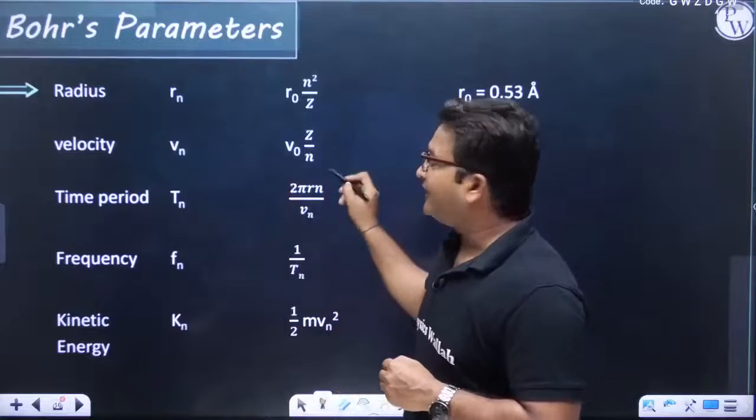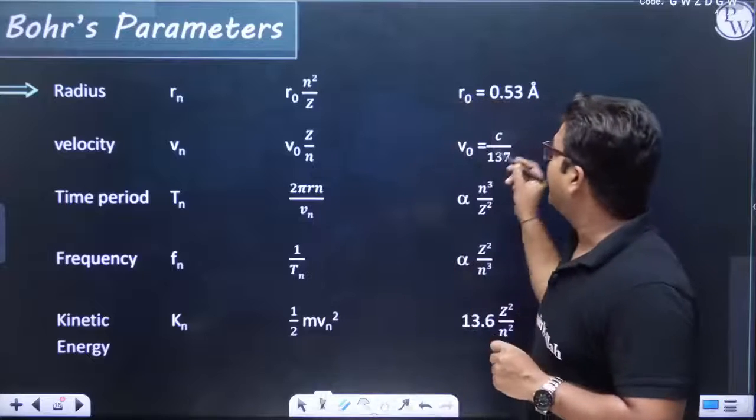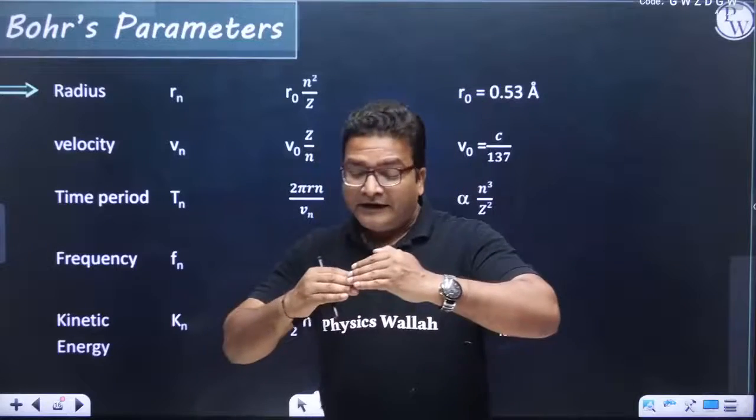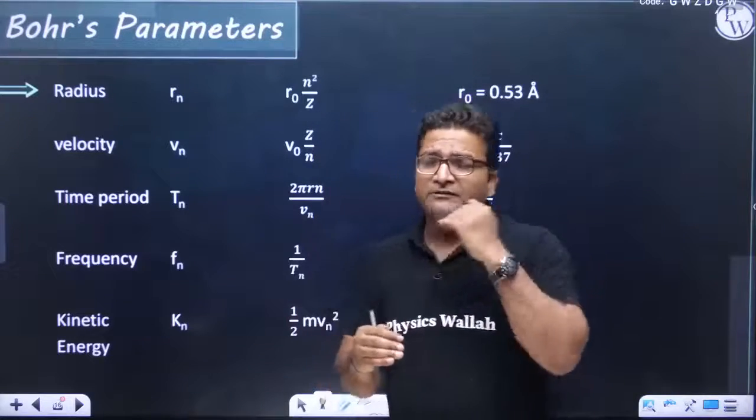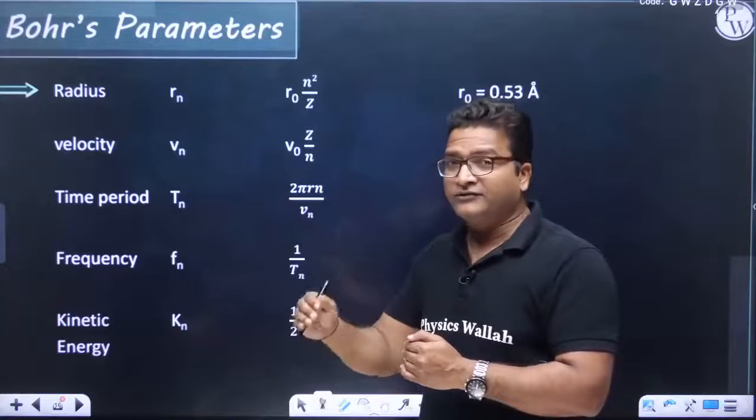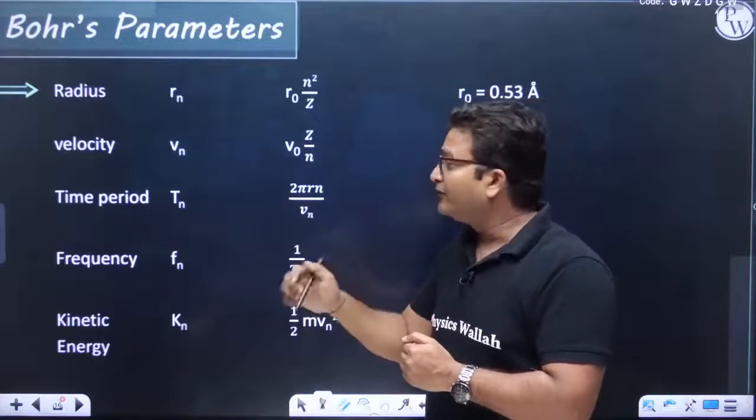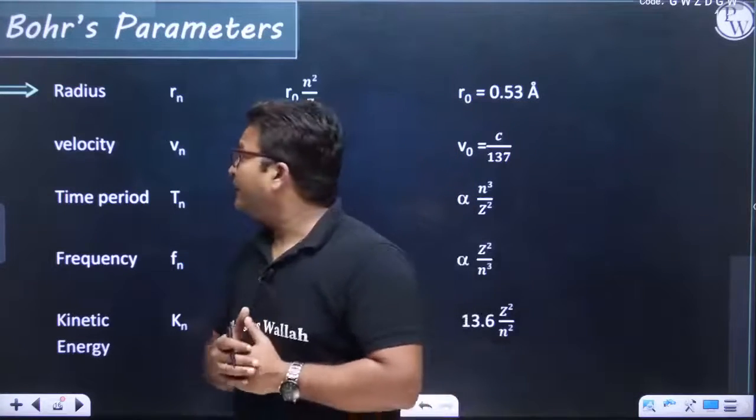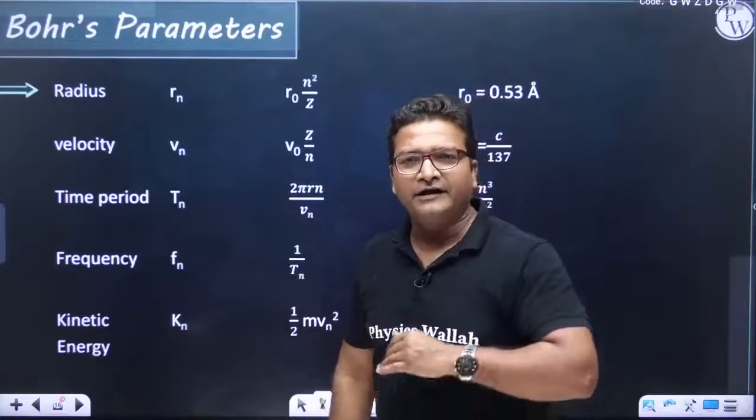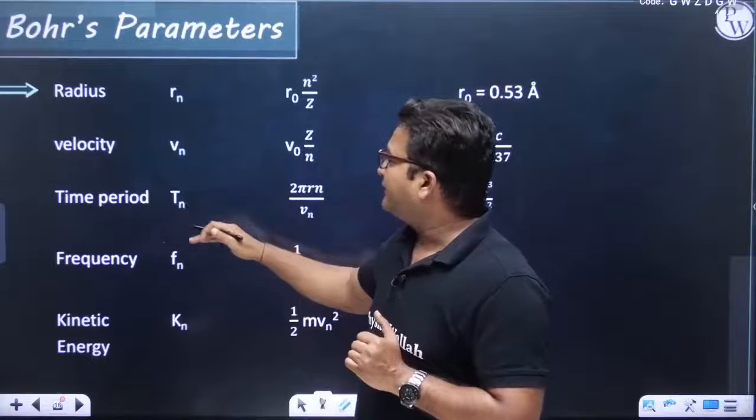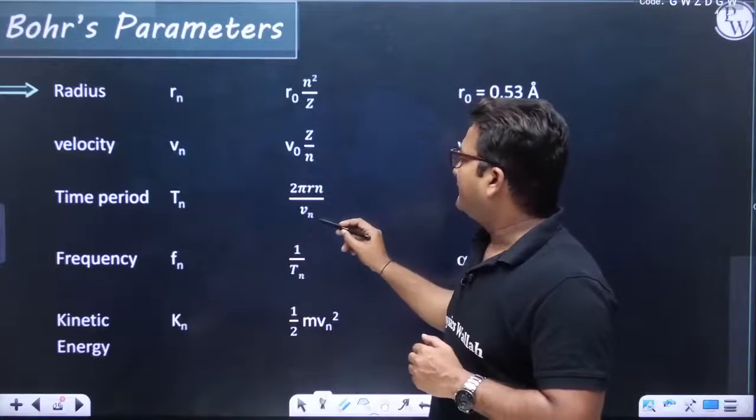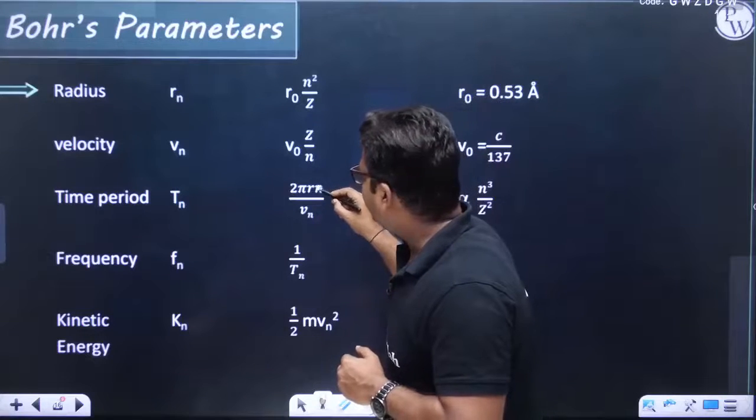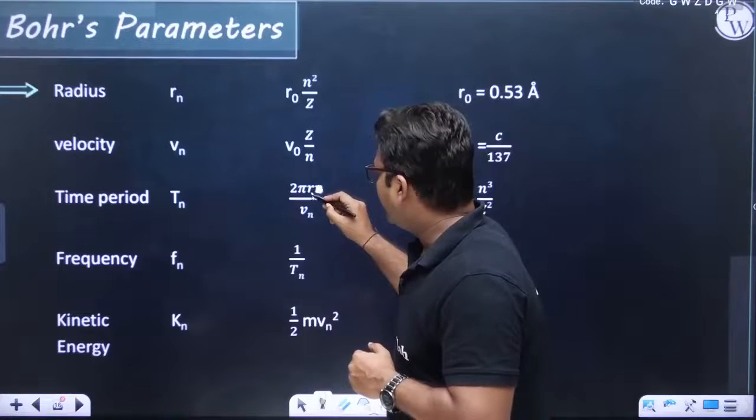Velocity. Velocity is equal to v naught z by n, and the velocity v naught is actually c upon 137, where c is the speed of light. So in hydrogen-like atom of atomic number z, the nth orbit will have an electron's velocity given by this equation. Okay. So if you want to find time period, that's simple. If you know radius and velocity, everything else is simple. Time period is simply 2 pi r by v. 2 pi r by v. So this is actually r n.